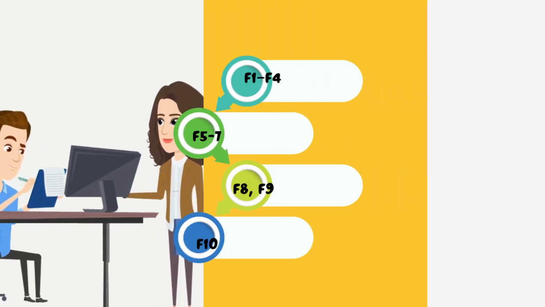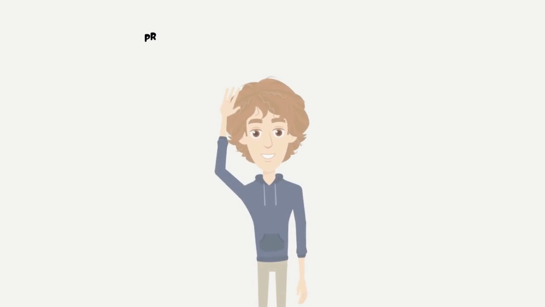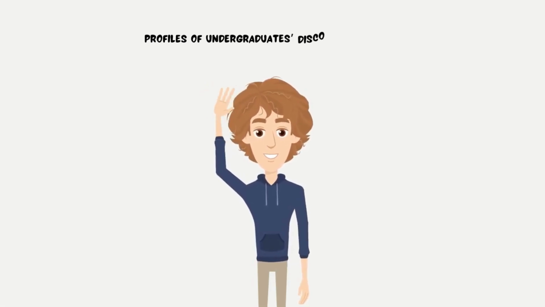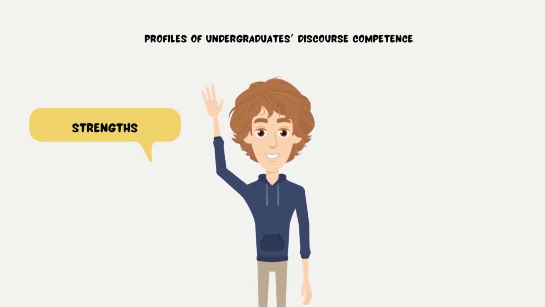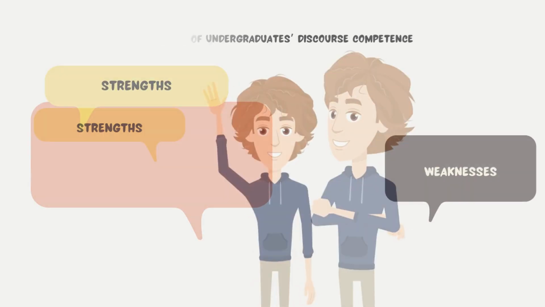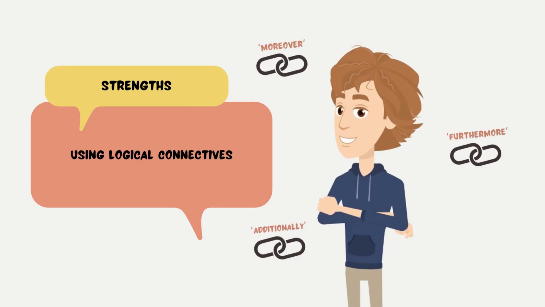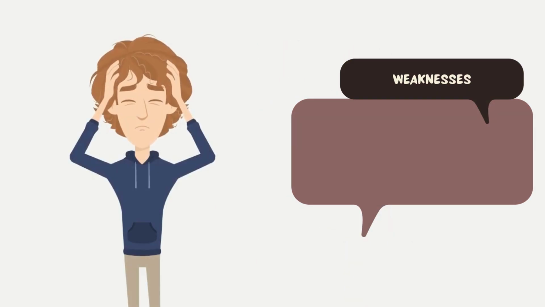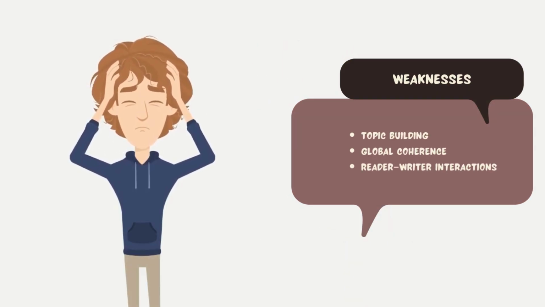Based on the descriptive statistics, this study found that the rubrics could be used to generate detailed profiles of undergraduates' relative strengths and weaknesses regarding the features of their discourse competence. The participants were stronger in using logical connectives but much weaker in topic building, global coherence, and reader-writer interactions.